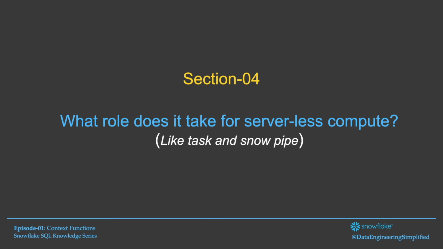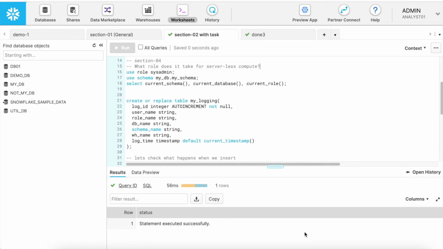Let's jump into section 4. What role does it take for a serverless compute like a task and Snowpipe? So what happens when we are using a serverless component or serverless services? What kind of role is being used? So let's explore in this quick demo.